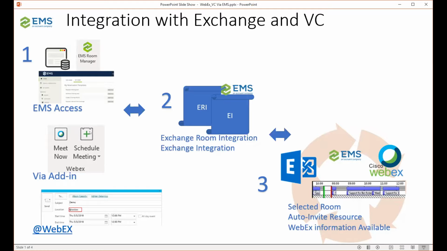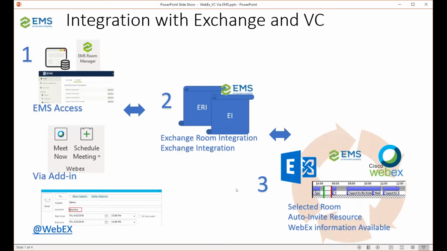EI, or Exchange Integration, is the module within EMS that provides free busy information to our interfaces, both the add-in as well as the web application, shown or illustrated in step 3, which is after a room has been selected, the attendee information is qualified by free busy available messaging. We communicate with Exchange Integration, we auto invite the room, and depending on the method in which we're creating our meeting, the WebEx information becomes available.